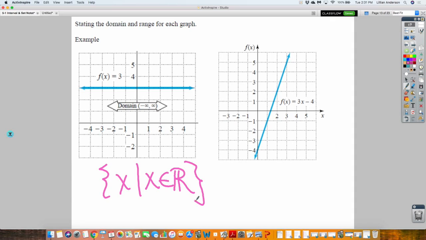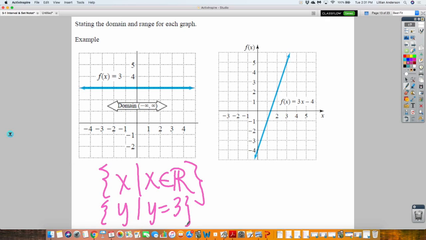In set notation, the range, still the set of, this time, since I'm talking about range, I need what variable? Y. Such that Y equals 3. And it's only equals 3 because that's the only Y value that we have. If it went from like 1 to 3, then we would want to write it as a compound inequality. Does everybody understand that?